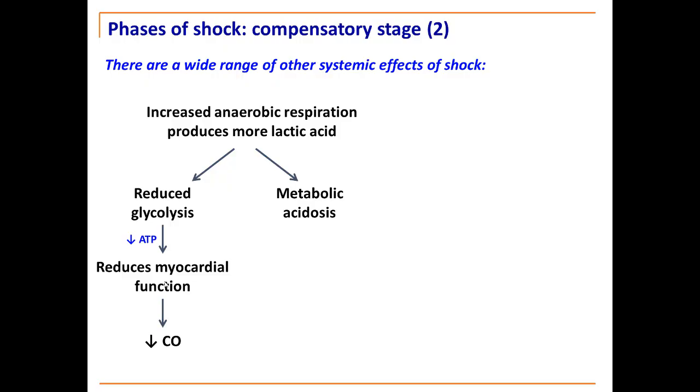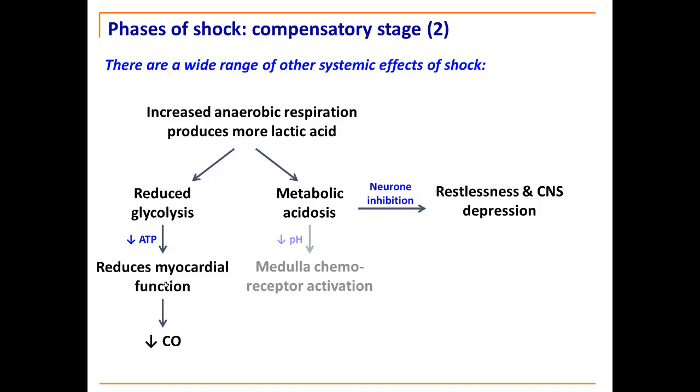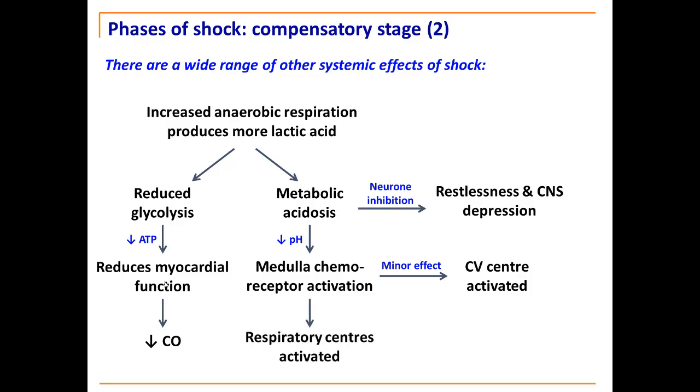You also get a metabolic acidosis, which inhibits neurons, leading to restlessness and CNS depression. It also leads to a drop in pH, stimulating the medulla chemoreceptors, which has a minor effect on the CV center, but it becomes activated. But it also activates the respiratory centers, increasing the rate and depth of breathing, blowing off carbon dioxide, therefore trying to bring that pH back up into the normal range. So you're trying to compensate for that metabolic acidosis.